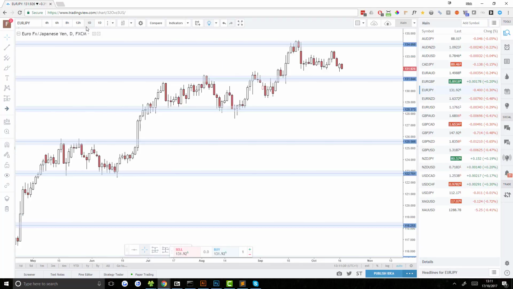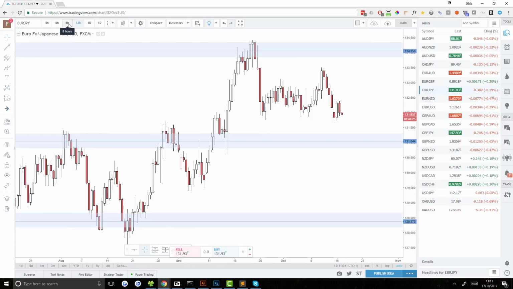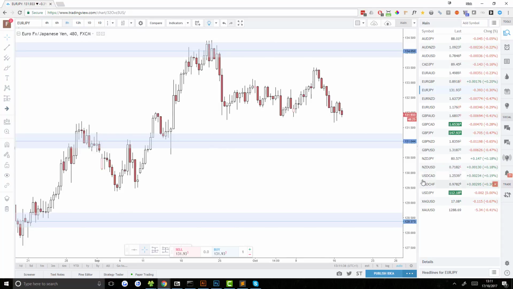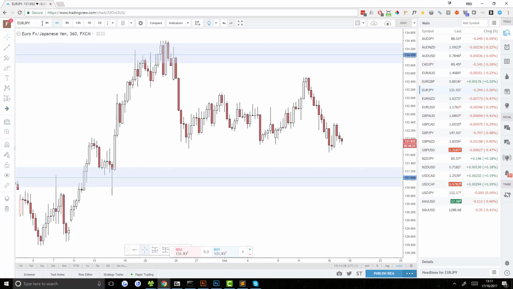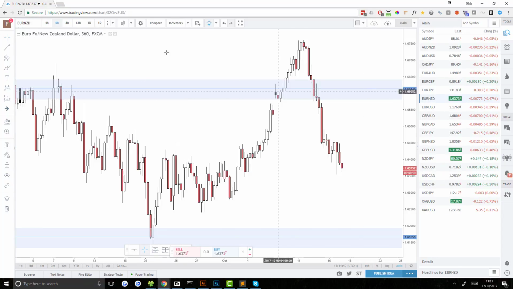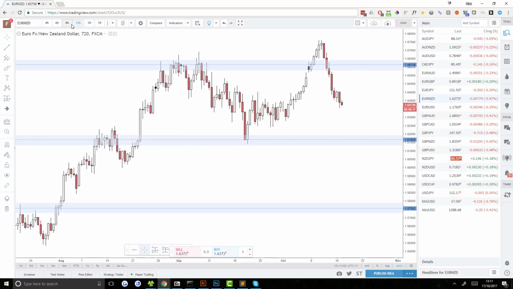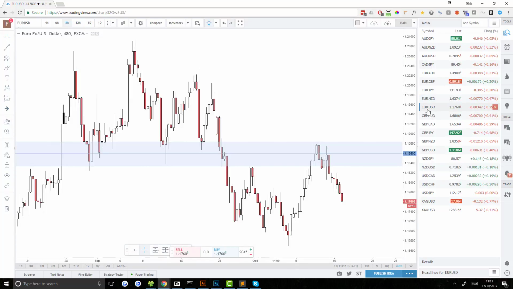Guys, if you have any pairs that are showing setups, let me know and I'll cover them, anything that's not on my list. Euro JPY is in between areas, nothing there. Euro New Zealand is in between areas, so there's nothing there I would want to trade.